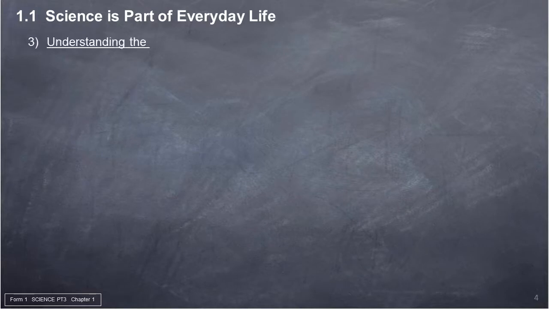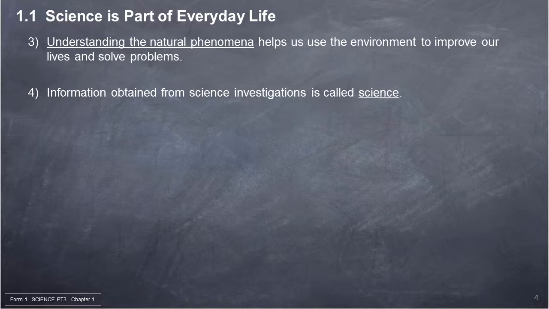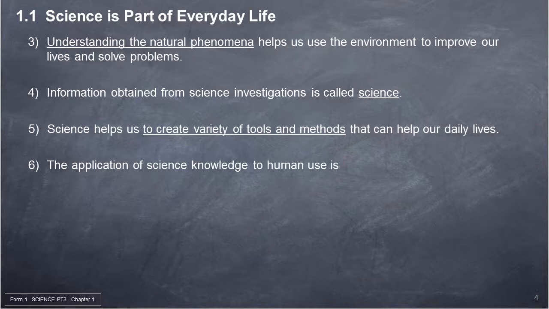3. Understanding the natural phenomena helps us use the environment to improve our lives and solve problems. 4. Information obtained from science investigations is called science. 5. Science helps us to create variety of tools and methods that can help our daily lives. 6. The application of science knowledge to human use is called technology.